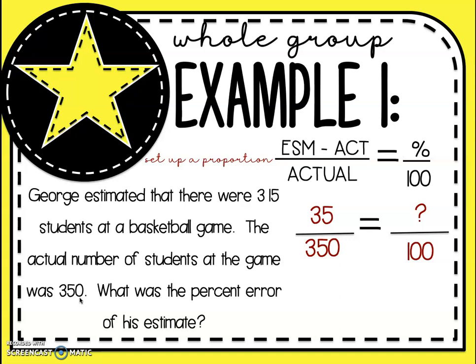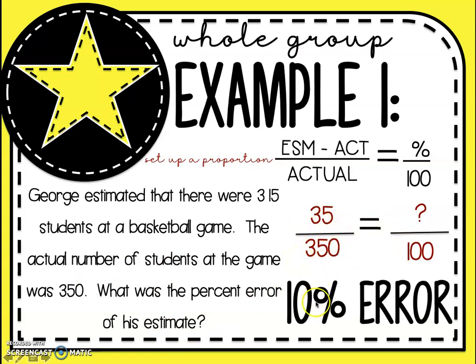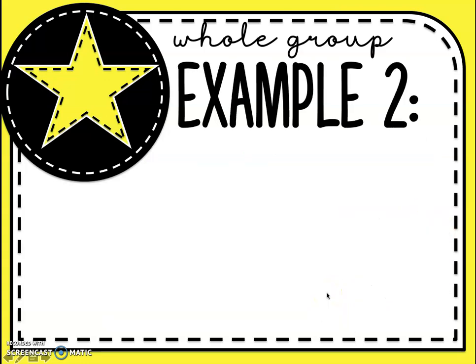So now we have a proportion that we know how to solve. We're going to cross multiply 35 times 100, divide out our 350, and we get that it's a 10% error. And remember, since we're calculating percent, we have to put a percent sign with our answer. Okay, so let's look at another example.